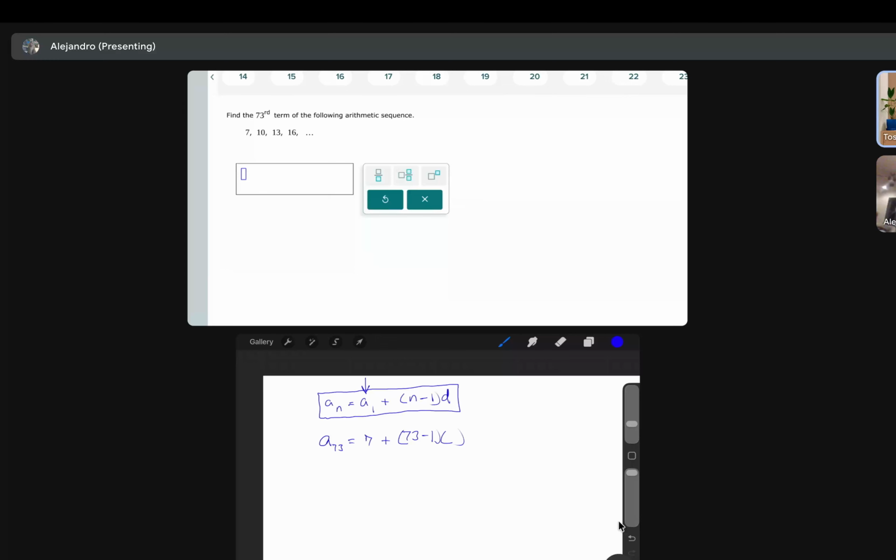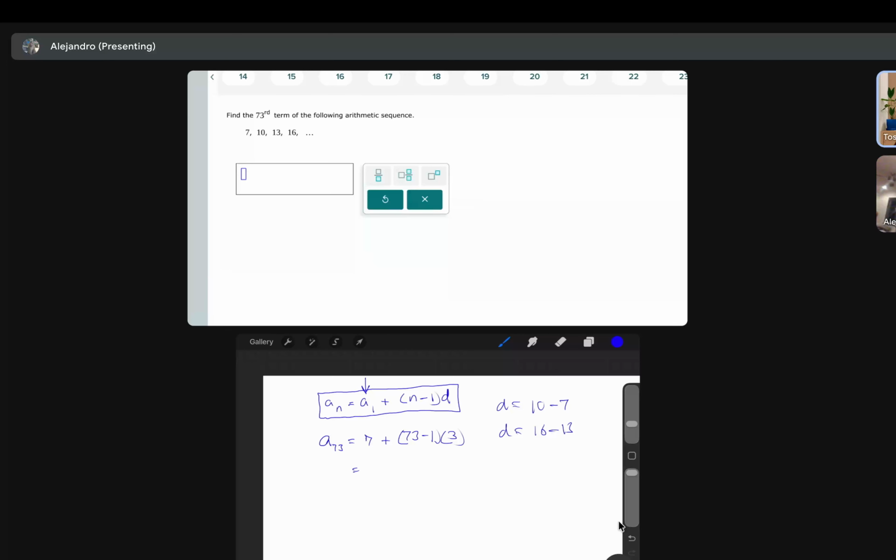The d you're about to get is basically the difference between any pair, but do the latter minus the prior. So it's 10 minus 7. That will be your d. Or 16 minus 13, it doesn't matter. I'll take 16 minus 13, so it's going to be 3. That's it. I hope you're okay.